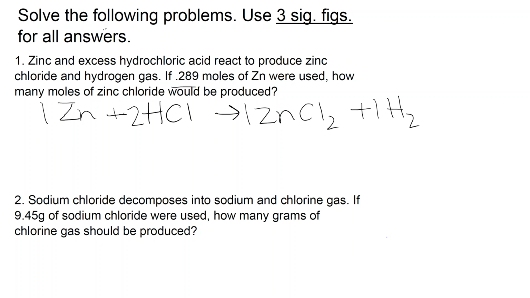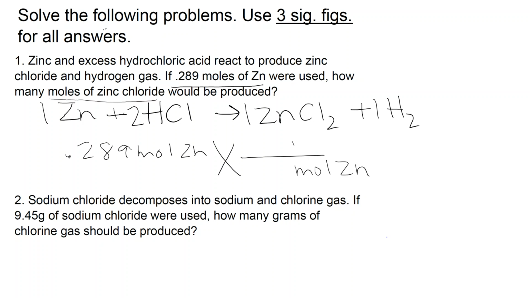In this problem, we were given 0.289 moles of zinc, and we were asked to find the moles of zinc chloride. If you're following along on your mole roadmap, this would be going from moles of A to moles of B. We put our starting number out in front, 0.289 moles of zinc, and we multiply that times the units that we have going on the bottom over the units that we want.